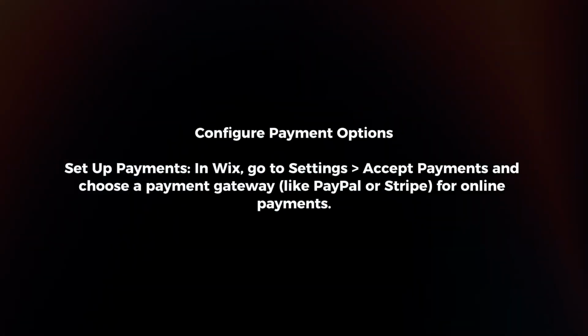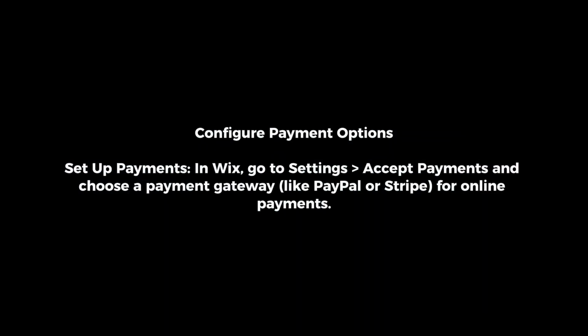Configure payment options. Set up payments. In Wix, go to Settings, Accept Payments, and choose a payment gateway for online payments. Publish. Once satisfied with the design and functionality, click Publish to make your hotel booking website live.